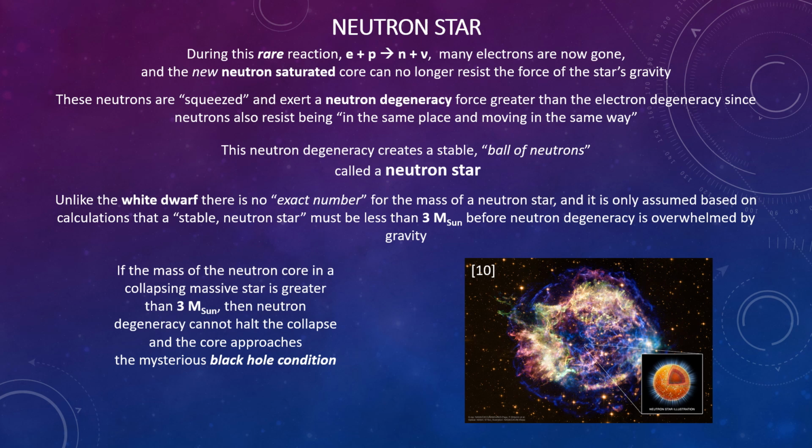But anyways, we think that stable neutron stars must be less than 3 times the solar mass before neutron degeneracy is overwhelmed. And at that point, that is when the collapsing star becomes a black hole. Neutron degeneracy pressure cannot stop the collapse, and then it becomes this mysterious, really fascinating object that we call the black hole.